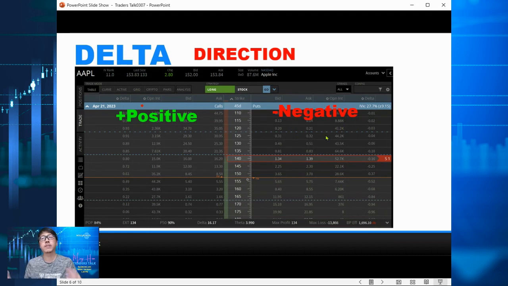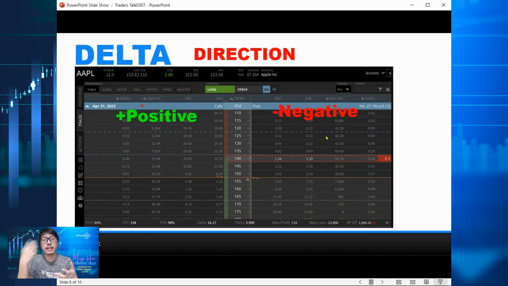And of course, if you change your side to a seller, then the delta would also change, and don't get confused. A very easy way is using what we learned in mathematics. Okay, so for example, you sell a call.